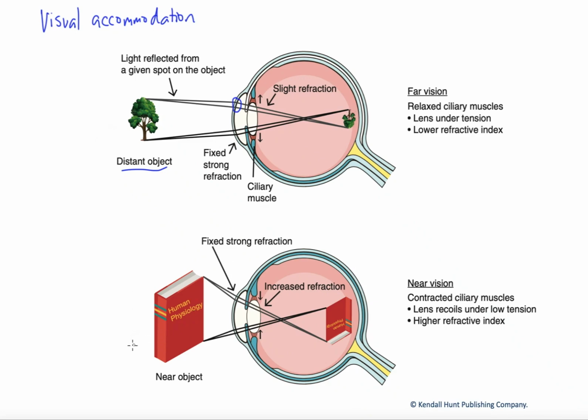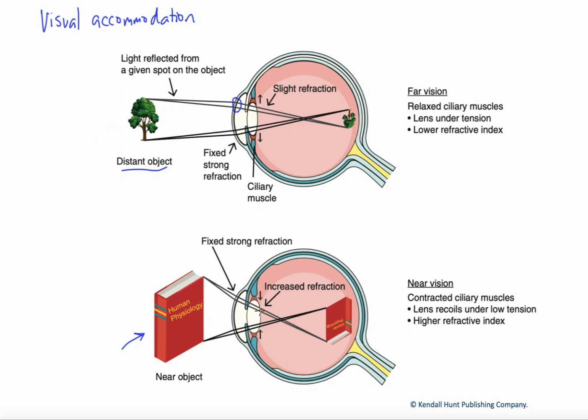Now, when we look at something much more close up, like we're reading a book, the light, again, travels through essentially the same pathway, but in this case, to keep it in focus at the back of the eye, we're going to need the lens to recoil and bulge, become more round, so that it bends light more strongly, has a higher refractive index. So to do that, we need the suspensory ligaments to pull less on the lens.